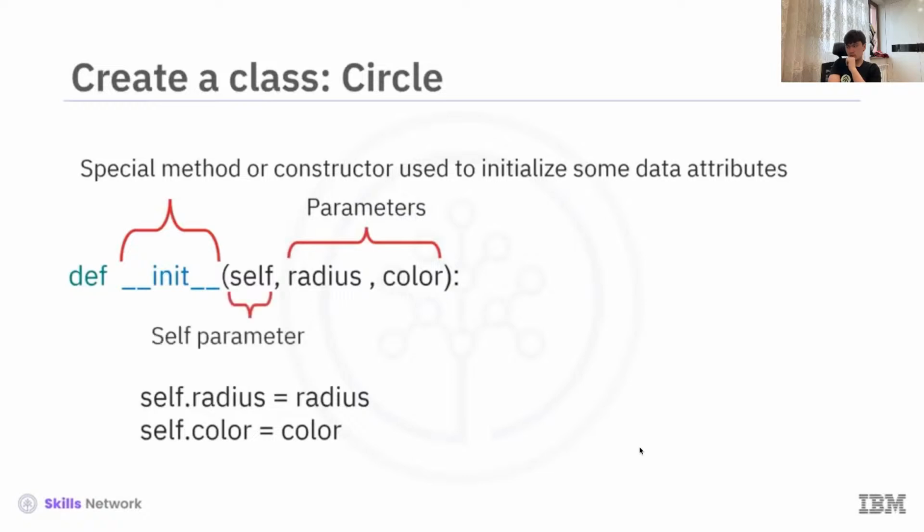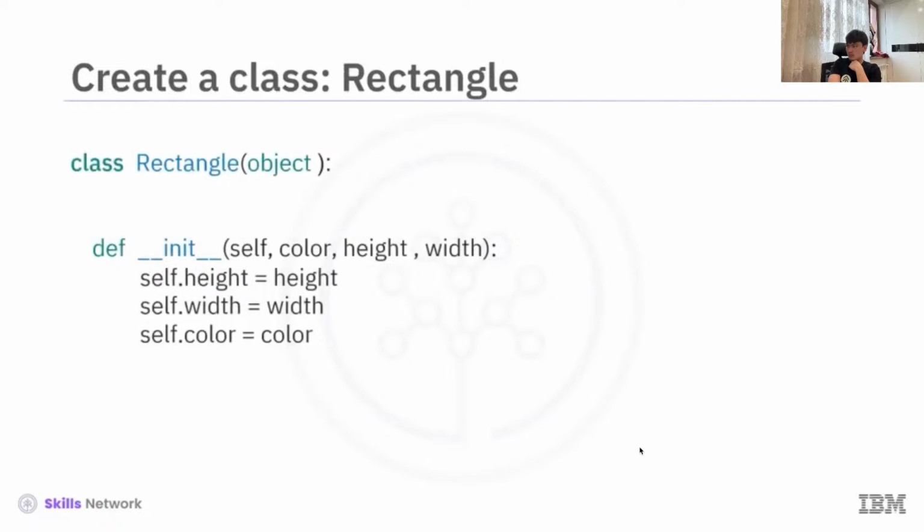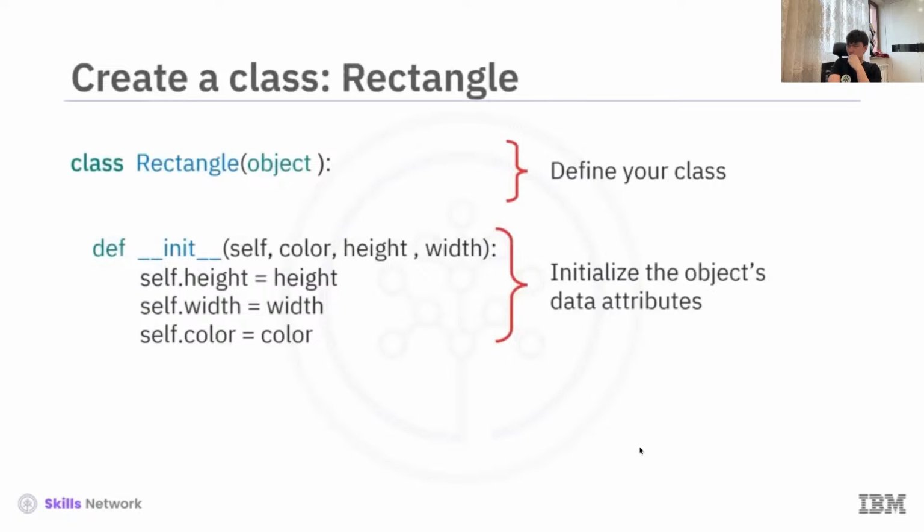The radius and color parameters are used to initialize the radius and color data attributes of the class instance. The self parameter refers to the newly created instance of the class. The parameters radius and color can be used in the constructor's body to access the values passed to the class constructor when the class is constructed. We can set the value of the radius and color data attributes to the values passed to the constructor method. Similarly, we can define the class rectangle in Python. The name of the class is different. This time, the class data attributes are color, height, and width.